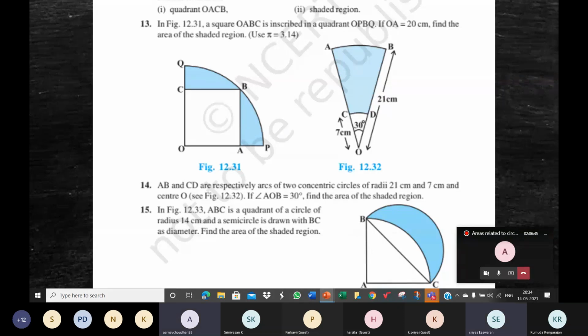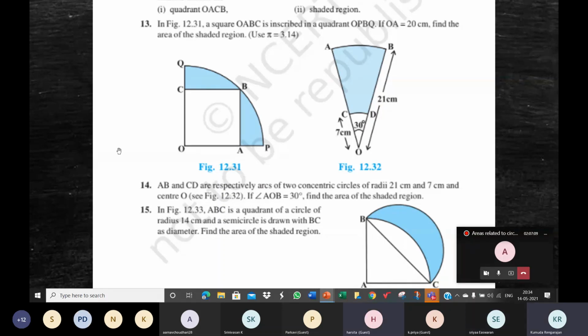No, ma'am, it's the diameter. Is OA the diameter? No, ma'am. So, not the diameter. Is OA the radius of the quadrant? No, ma'am. Is OP the radius?